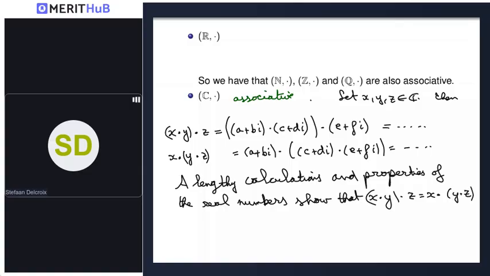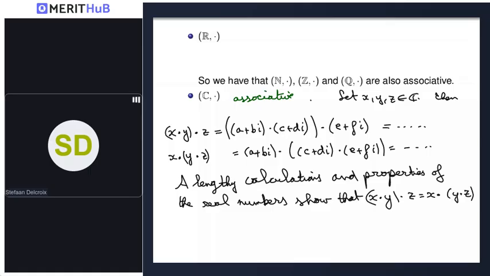It's not that it's very bad. I just don't want to spend too much time on this. Right? But you just have to work it out. Why is it more work than the addition? Well, it takes more time to multiply two complex numbers than it does to add two complex numbers.